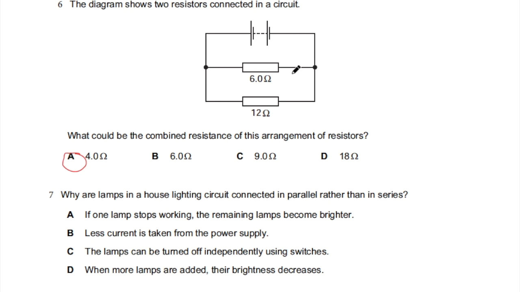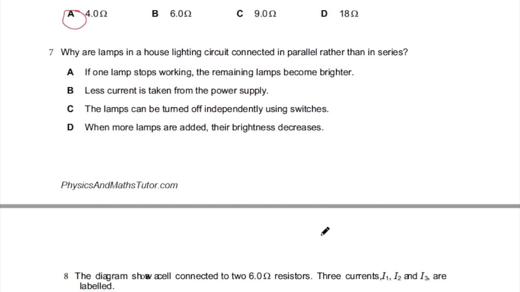If you refer to this, if you have a switch here and a switch here, they are in parallel. So if you turn off this one, this will still be functioning. That's a very typical example of a parallel connection where you can have independent switches. I hope you have understood this. Now moving on to the next question.